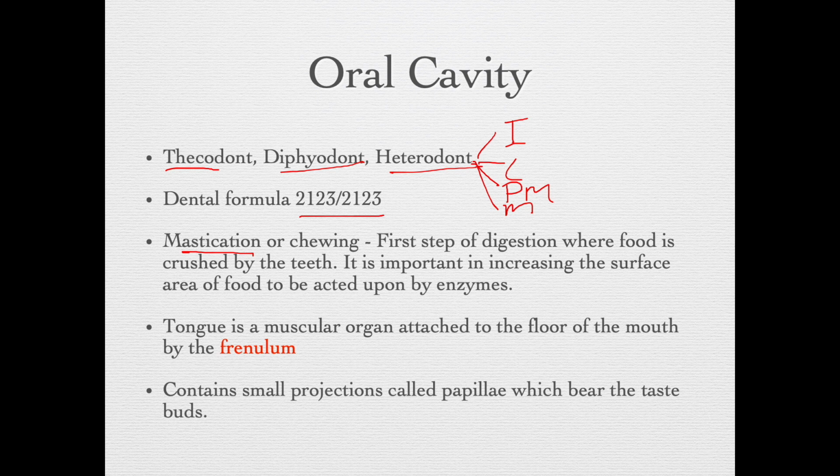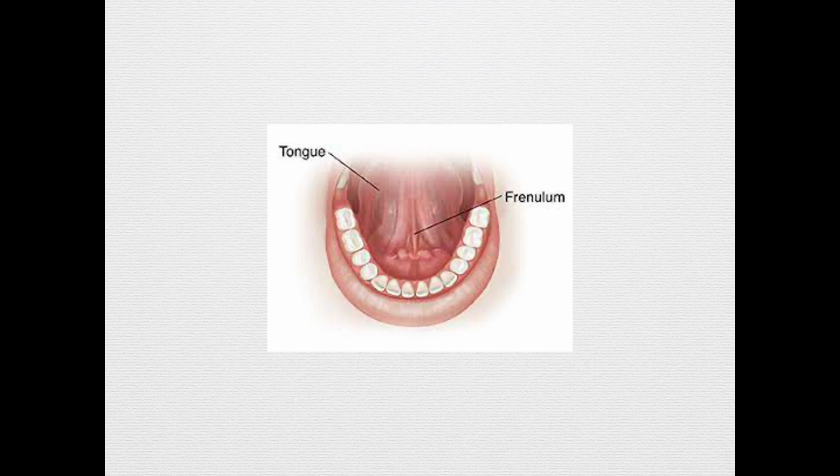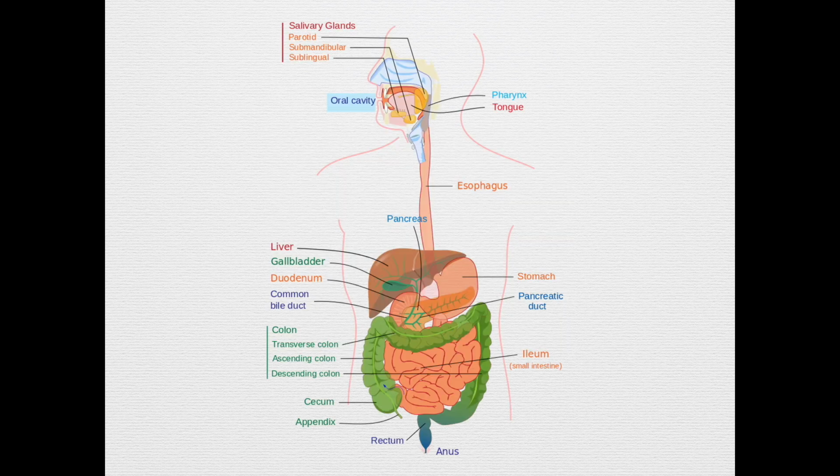The next structure that we'll talk about is the tongue. The tongue is a muscular organ attached to the floor of the mouth by a structure called the frenulum. There are small projections which cover the tongue, and these projections are called papillae, which bear the different taste buds. This is a picture of the tongue to help visualize the frenulum, and here you can see the frenulum. The oral cavity ends at the pharynx.